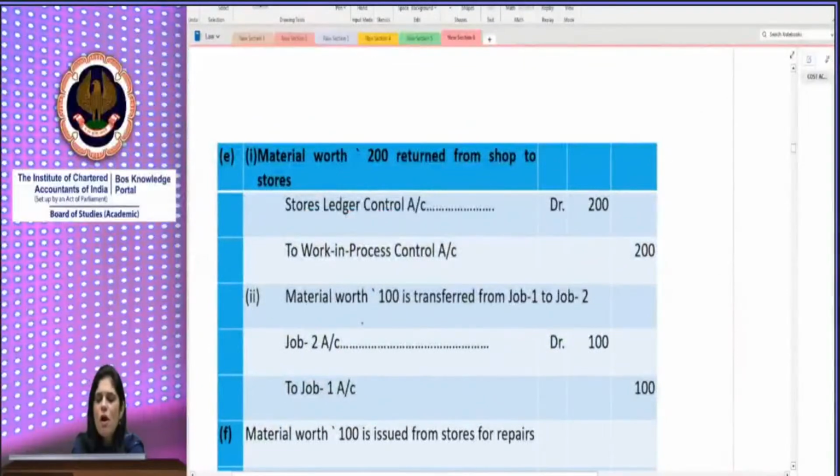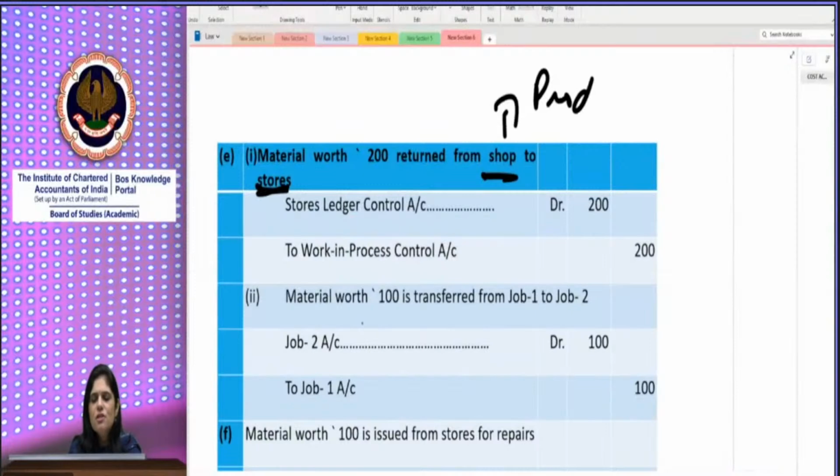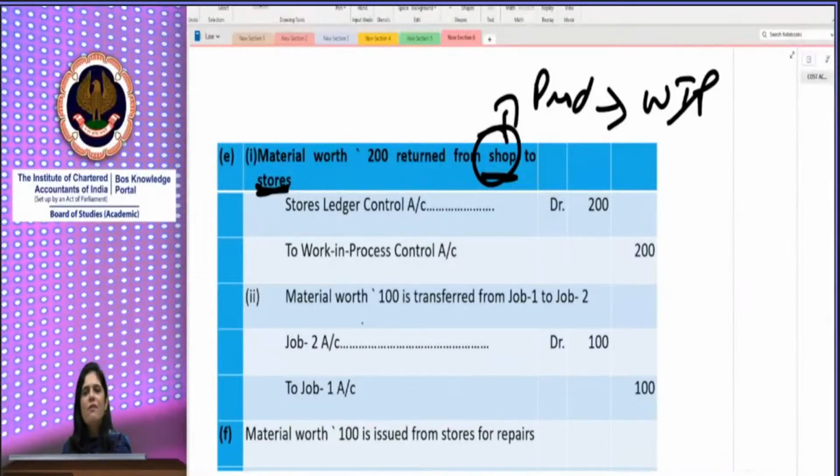Material returned from shop to stores. Shop means production, where actual production is going on. Production means WIP. So material is going back from WIP to stores. Whatever control account is receiving will be debited, and whatever control account it is going from will be credited. So stores will be debited and WIP will be credited.